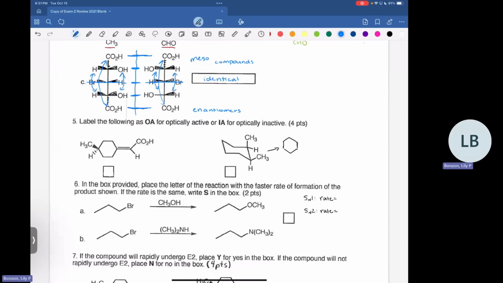So the next question is asking for optical activity. This is just a fancy way of asking about chirality. Optically active compounds are chiral, and optically inactive compounds are achiral because they have either a plane of symmetry or something like that where the rotation does not matter. So if we have a chiral compound, it will be optically active. If it's not chiral, it will be optically inactive.